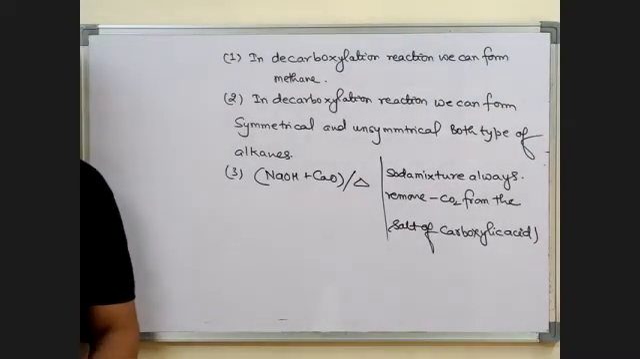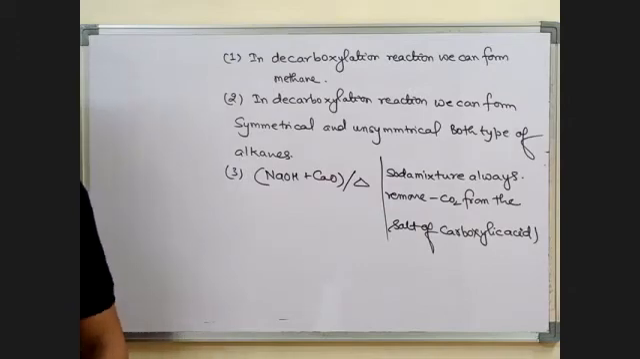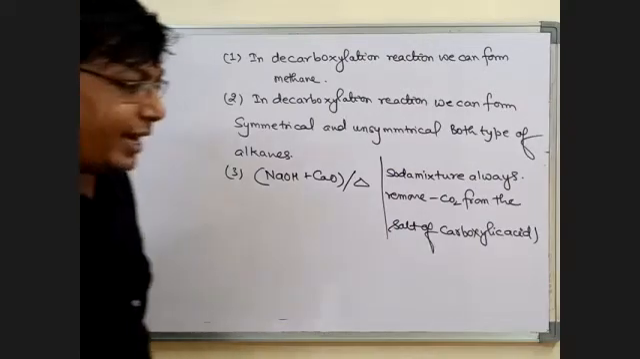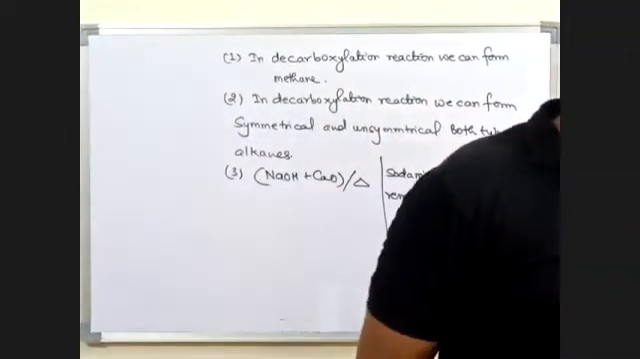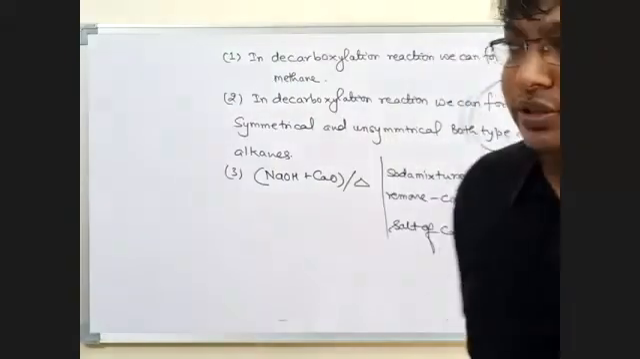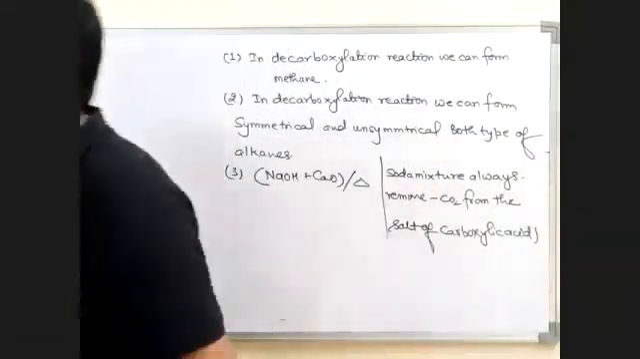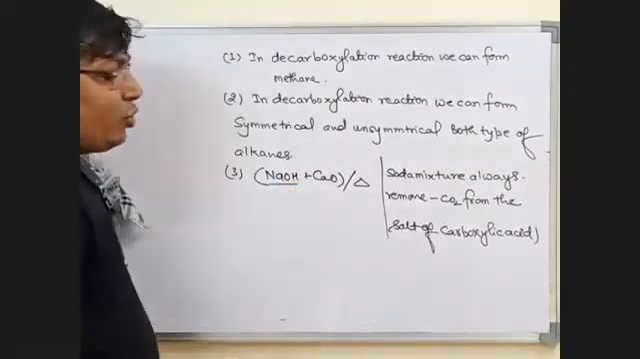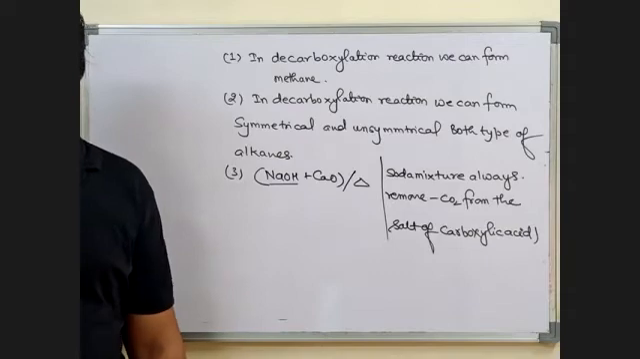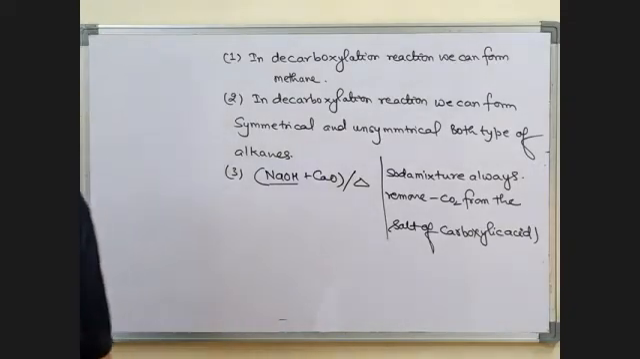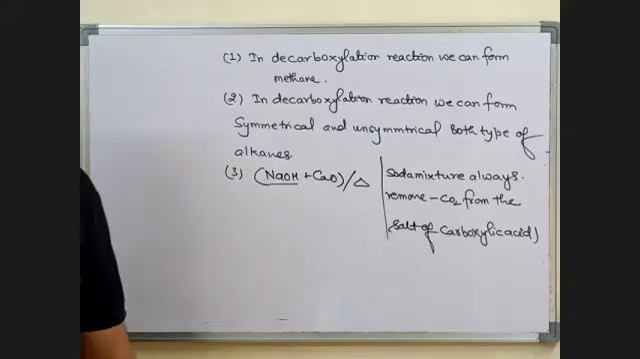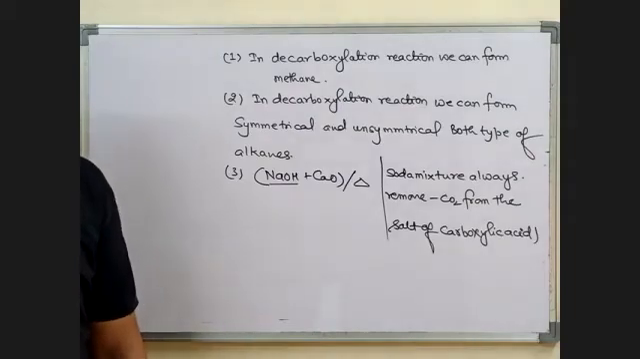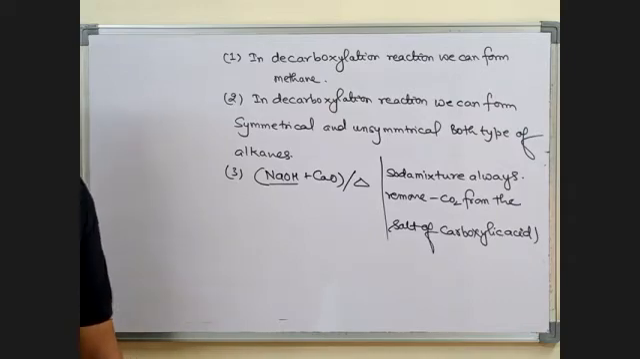In the Sunday test in DCT, every time the question asks what is the composition of soda lime. So students, your answer will be sodium hydroxide plus CaO. Nowadays some questions are also asked: in decarboxylation reaction, which atom of NaOH adds to the alkyl group and forms alkane? Your answer will be hydrogen, students.